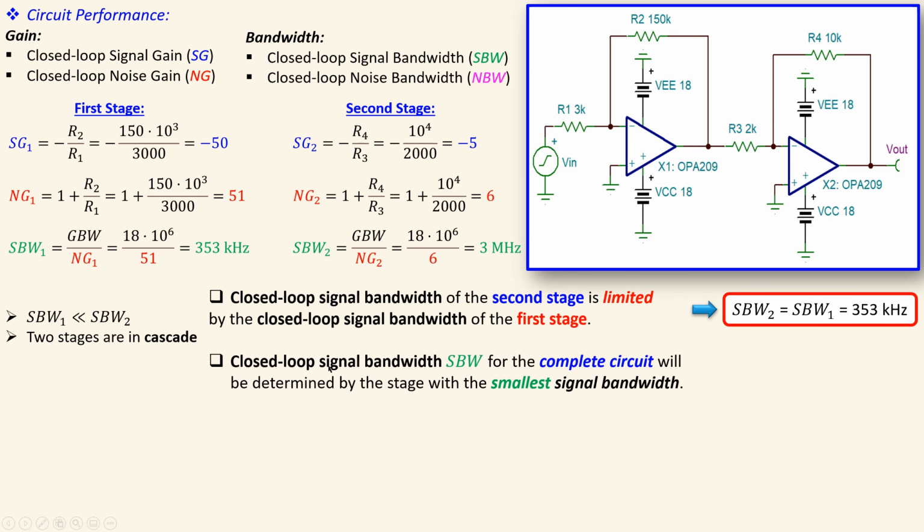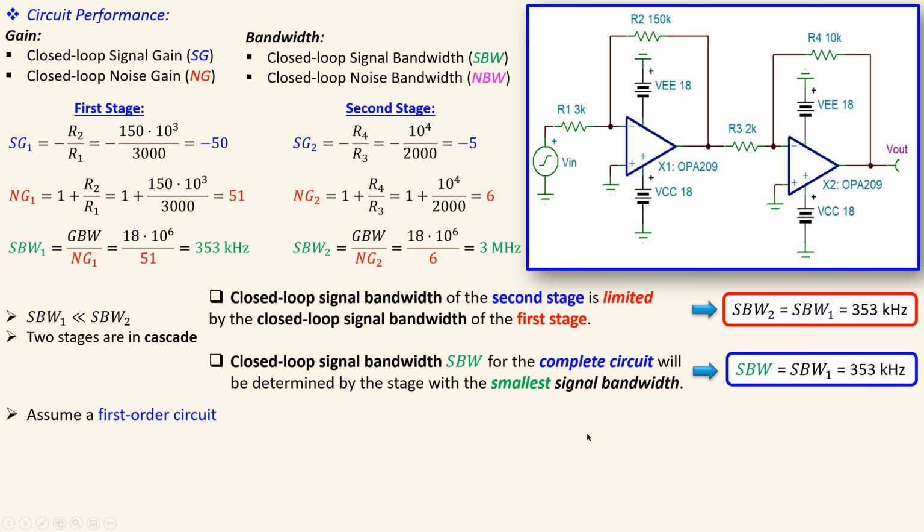Now for the closed-loop signal bandwidth, the total signal bandwidth for the complete circuit will be determined by the stage with the smallest signal bandwidth. That means the following: the signal bandwidth for the complete circuit will be the lowest signal bandwidth, which is then 353 kilohertz. This will be used later on in our noise calculations.